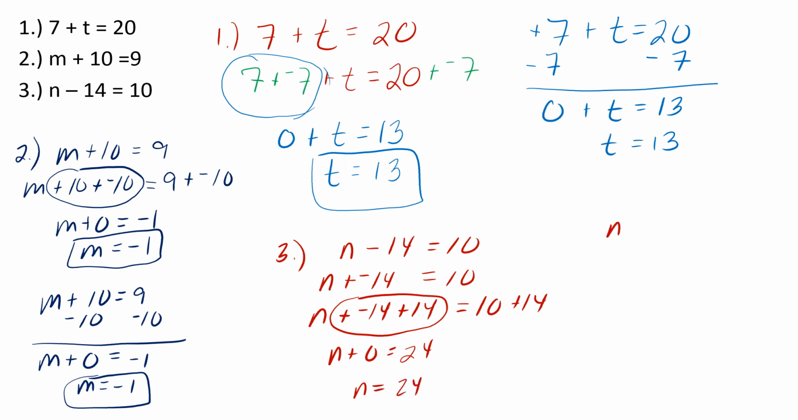If you show that using addition going down, you would say this is minus 14. How would I undo subtracting 14? Well, I would undo that by adding 14. And again, you want to show that on both sides. Remember, there should be an equal sign all the time in between your steps. Negative 14 plus 14 is 0. And then you have the 24 over there, and n plus 0 is just n.